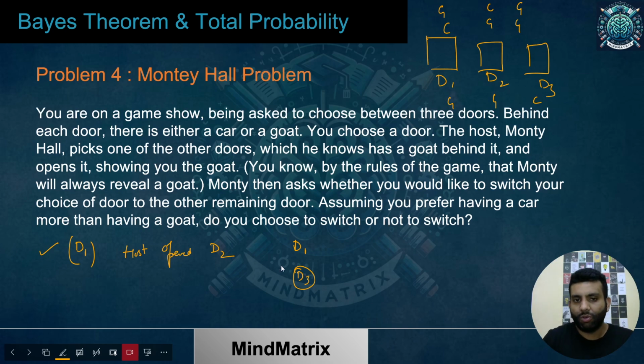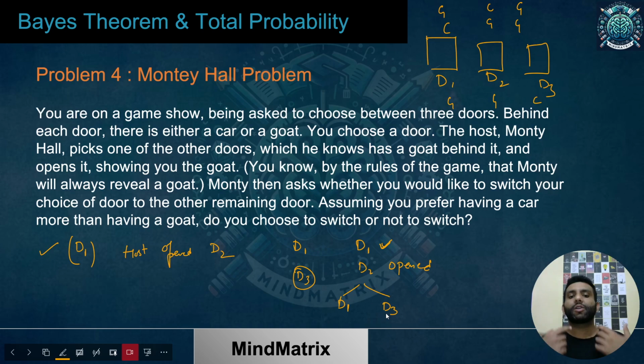So let me just write in brief. Let's suppose we have to fix the values over here. D1 was the door you picked, D2 is the door opened. Now you have two choices, either to stick to D1 or to switch to D3. The question is whether you should switch your opinion or not, because he has given you some extra information. He has shown you the D2 door. Then should you be switching your choice for getting a car or not? That is the idea over here.